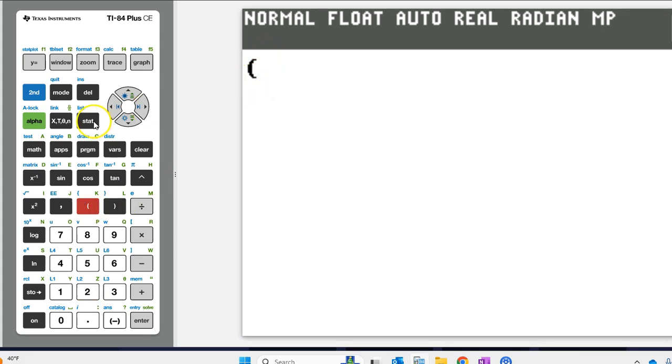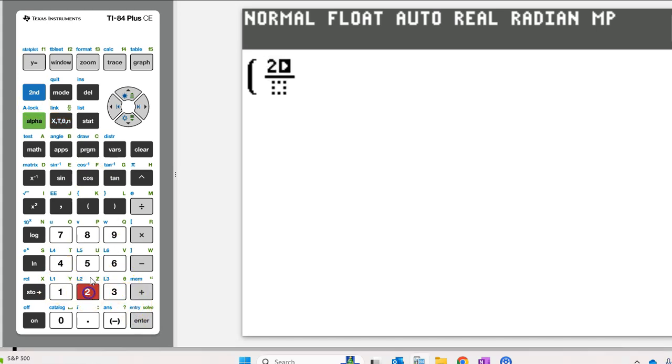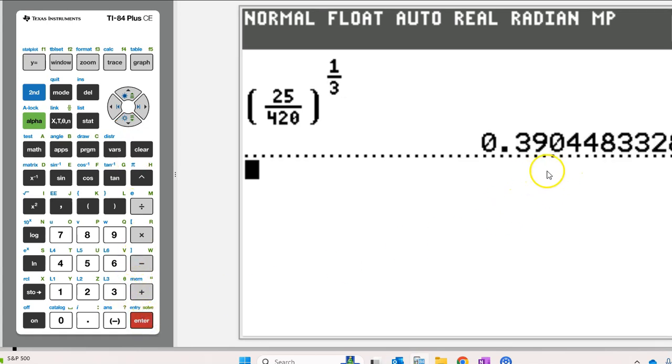If your software is up to date, you can hit alpha x. Otherwise, you have to hit alpha y equals enter. It's 25 over 420, and then all raised to the 1/3 power. So exponent, another fraction, and 1/3 power. And hit enter. The College Board will accept 3 decimal places.